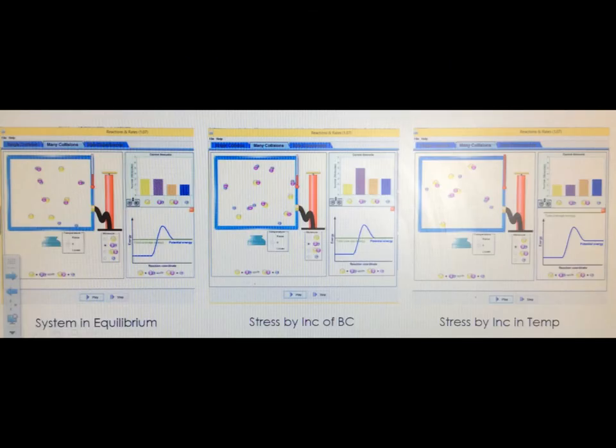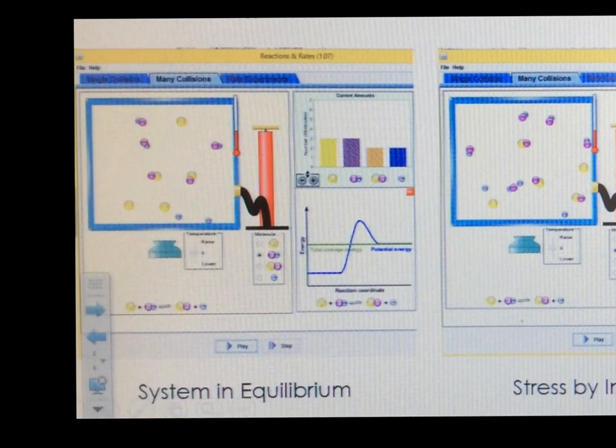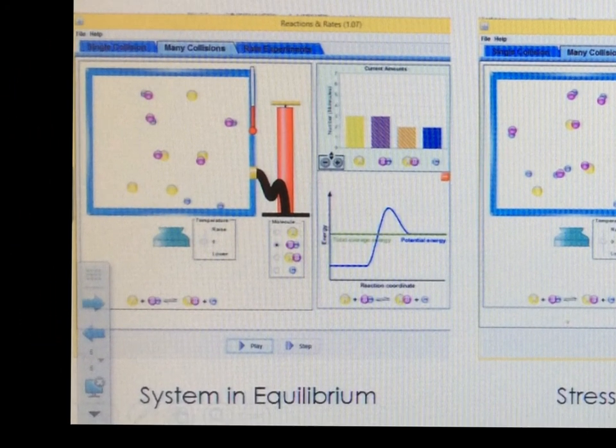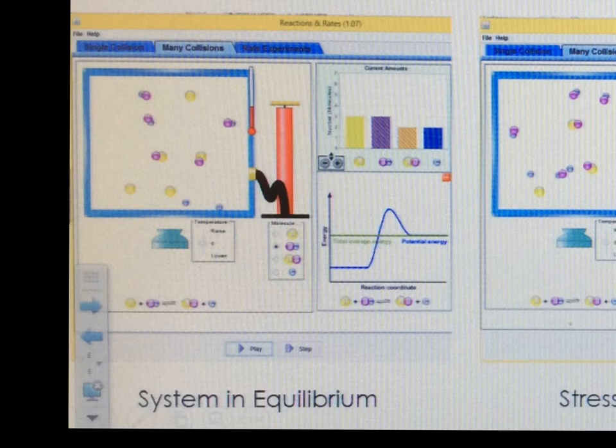Here are some diagrams that help explain Le Chatelier's principle. Let's take a look at the system in equilibrium, okay? We have the yellow element reacting with a purple-blue compound to form purple, yellow, and blue. And if you look here, we've got a complete system in equilibrium, okay? The energy has peaked and has come down, and our amounts are constant.